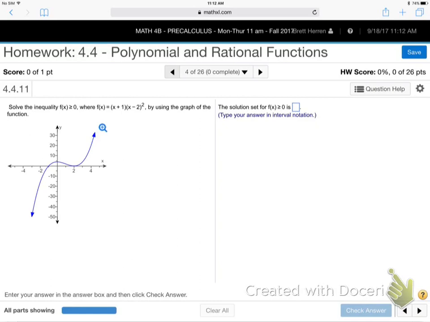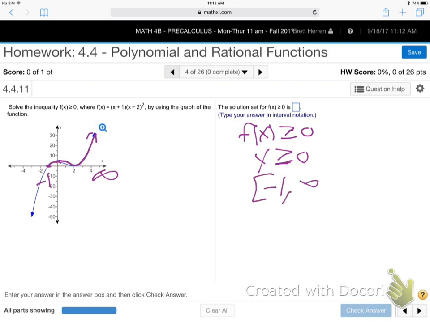Okay, so they're saying f of x greater than or equal to 0. That's y greater than or equal to 0. So where is it greater than 0? Starting here, all of that. I didn't draw it so well, but all of that is greater than or equal. So that goes from -1 to infinity, doesn't it? And they have the equals bar, so I want to put a bracket at -1, to infinity. Makes sense?